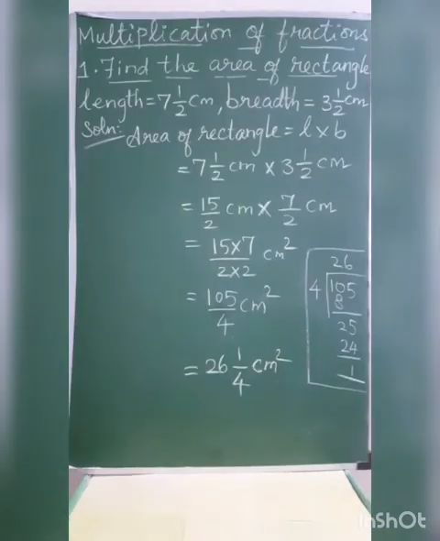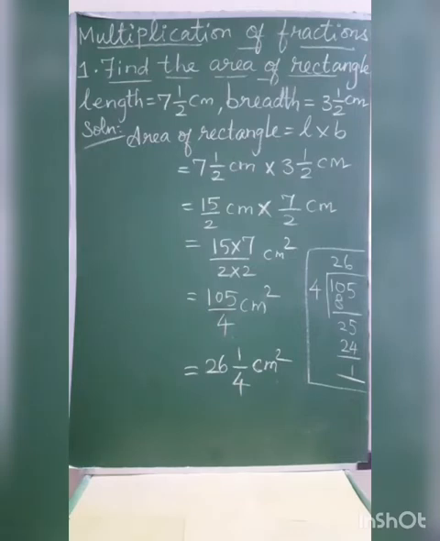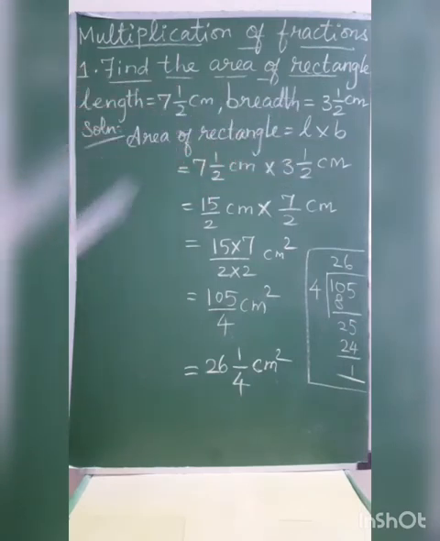Next we see multiplication of fractions. First one: find the area of a rectangle. Length is 7 1/2 cm, breadth is 3 1/2 cm. The area of a rectangle formula is length into breadth, that means L into B. Here the length value is 7 1/2 cm, and multiply by 3 1/2 cm, the breadth value.